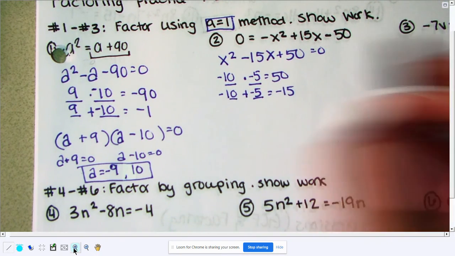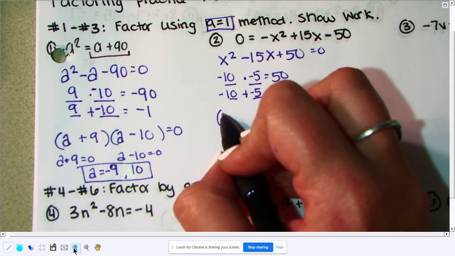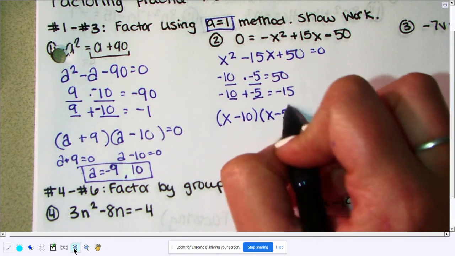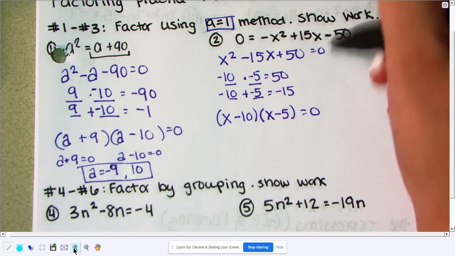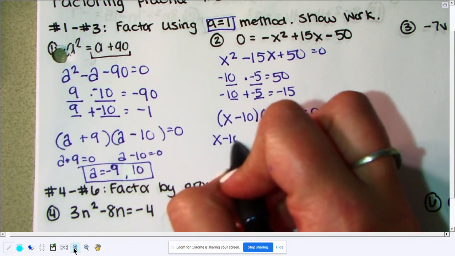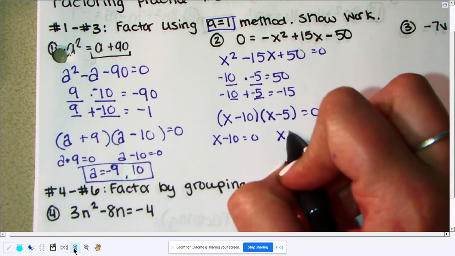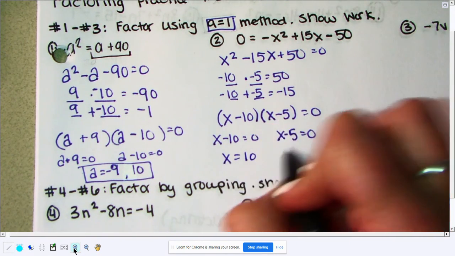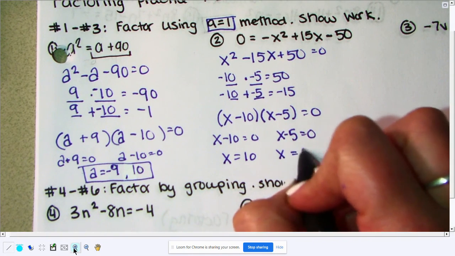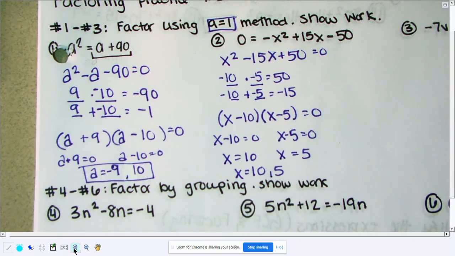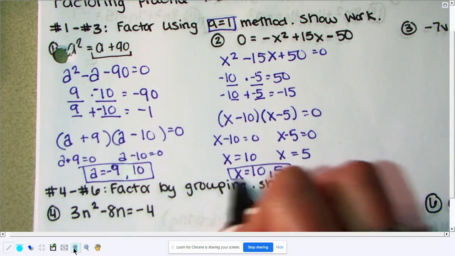Now, since a is 1, I'm going to jump down into my parentheses. X minus 10, x minus 5 equals 0. And bring in the equals. Setting both of them individually, I would get x minus 10 equals 0, and then x minus 5 equals 0. Adding 10, I would get x equals 10. Adding 5, x equals 5. So you can write this as 10 comma 5. You can leave them separate. Both of these are correct.